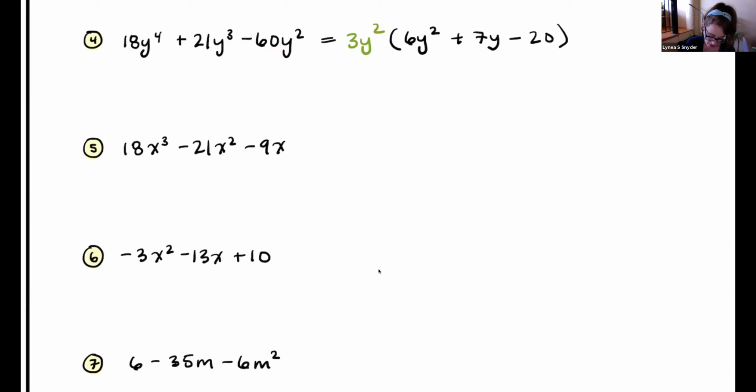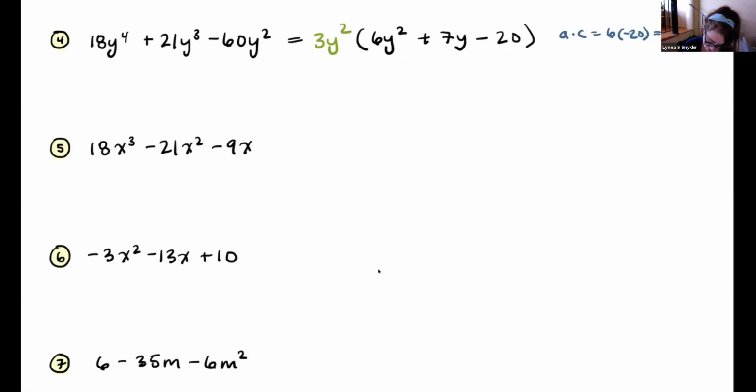Now we've got a quadratic here, and it has a coefficient in front of the leading term that is greater than 1. And so we want to use our AC method. So let us take a times c. That is 6 times negative 20, and so that's negative 120. We need two factors of negative 120 that add up to 7.